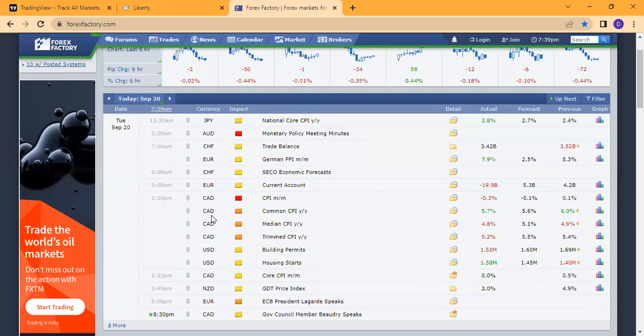These are different currency pairs, and these are the impacts. Red folder means high impact news. Once you see a red folder, it's best you stay off the market 1 hour before the time and 2 hours after the time. As AUD now has high impact news by 2:30 a.m., it's best not to trade any pair relating to AUD from 1:30 a.m. till 4 a.m.